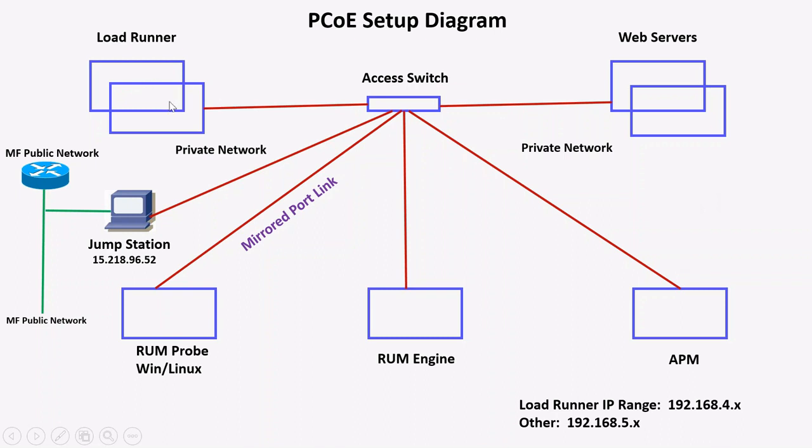So we have a load generator. All are connected to the access switch. From the load generator, we are hitting traffic to the web server. You are able to follow? Yes, I'm with you. Okay. So we are hitting the web server. Whatever this port is, it is a mirrored port, which goes to the RUM probe. Whatever traffic gets mirrored goes to the RUM probe, then to the engine, and engine to the APM. That's how it is working actually.